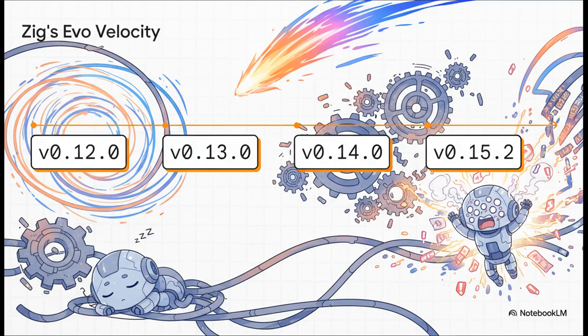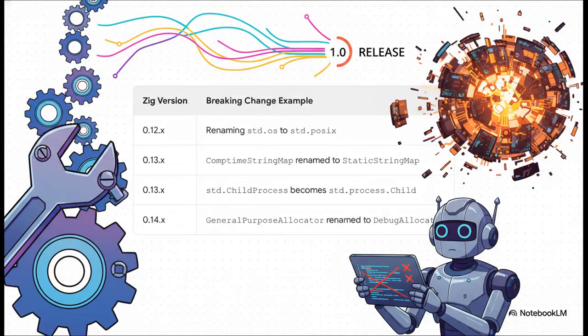This is what you call high evolutionary velocity. And while that's super exciting for the humans using the language, it is a complete and total nightmare for an AI model. And we're not talking about small changes here. These are frequent, significant, breaking changes as the language barrels toward its 1.0 release.